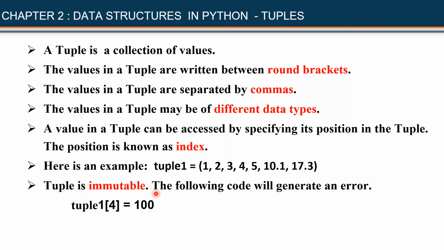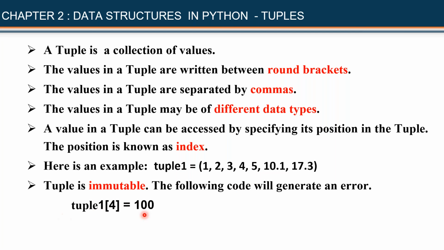Tuple is immutable. What does it mean? Right here, suppose I define this collection of 7 values as a tuple. At a later stage, I cannot change any one of these values. See, here I am making an attempt to change the value at the fourth position: 0th position, first position, second position, third position, fourth position. Now, see, I am trying to replace this value 5 by 100. 100 will be assigned to the fourth position. Whatever we have in the fourth position now will be replaced by 100.